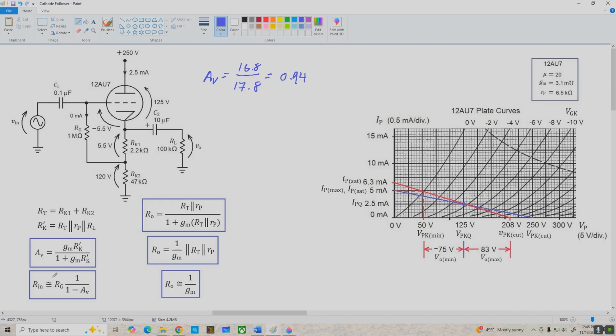But for right now, let's just plug in the numbers and we'll see what we get here. Rin is equal to Rg, 1 megohm, times 1 over 1 minus 0.94, which is 0.06. So that's going to be 1 meg times 16.7. So our effective input resistance is 16.7 megohms. That's really high, and that's a good thing. This is a buffer. It's supposed to have high input resistance and low output resistance. So now let's go over and look at our output resistance equations.